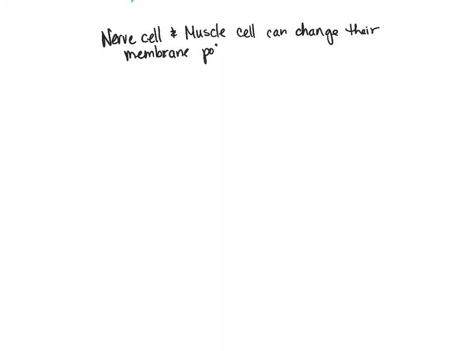So some cells, like nerve cells and muscle cells, can change their membrane potential. And they do this in response to signals. So we send a signal. Let's say we send a message from the brain to our leg muscle because we want to move it. When we send that message to our muscle cell, the muscle cell is going to change its membrane potential.